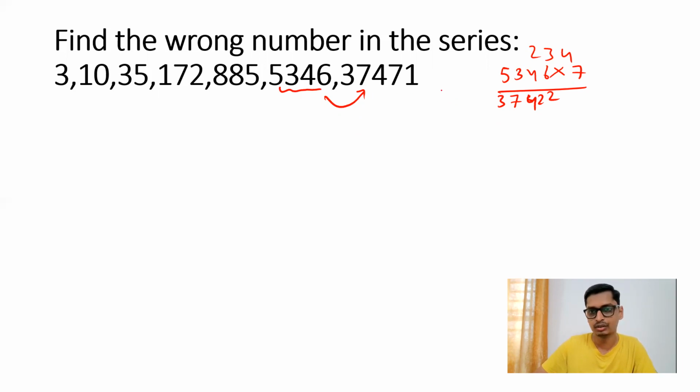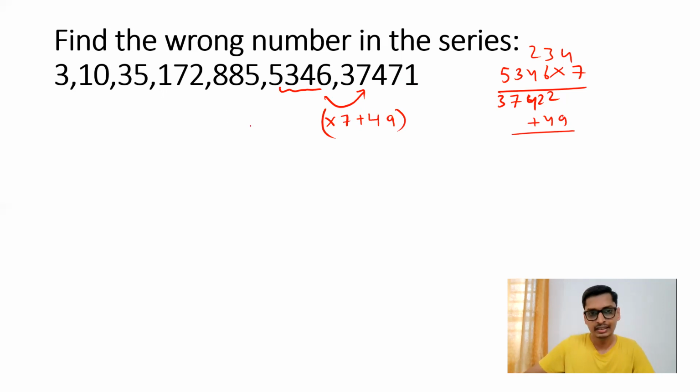So what is the difference? 71 minus 22, 49 is the difference. So if I add 49 to this 37422, I get 37471. So what I did: I multiplied this 5346 with 7 and added 49. So I get 37471. Okay.